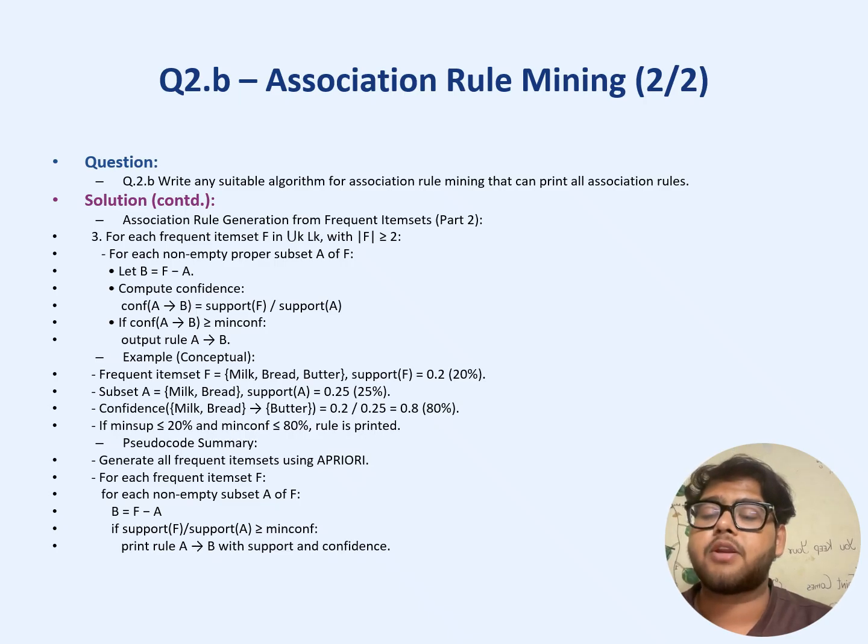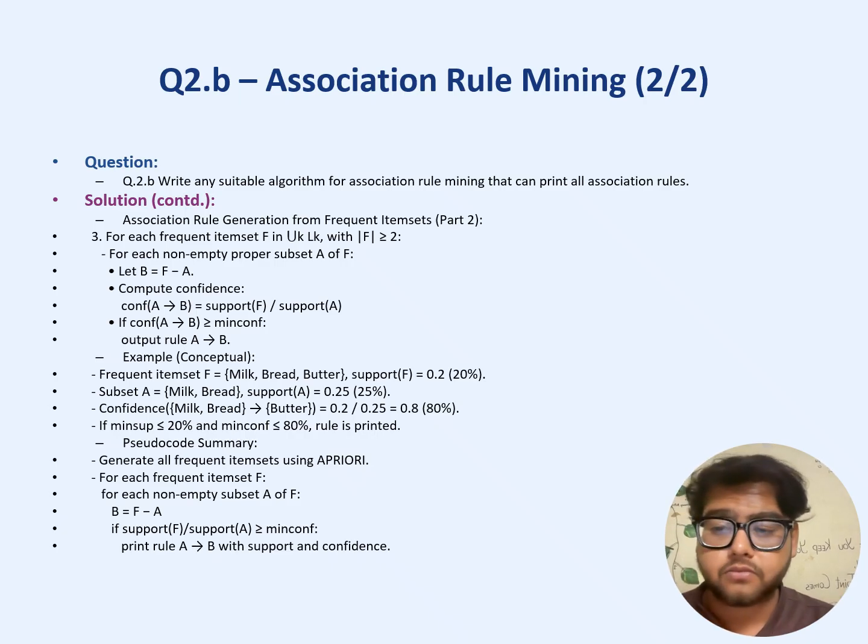Pseudocode summary: generate all frequent item sets using Apriori. For each frequent item set f, for each non-empty subset A of f, B is equal to f minus A. If support f upon support A is greater than or equal to minimum confidence, print rule A to B with support.